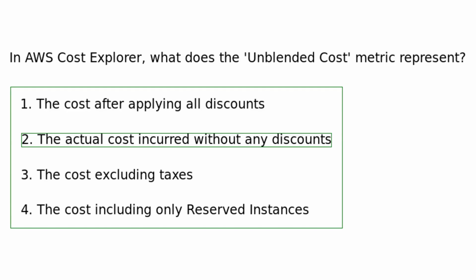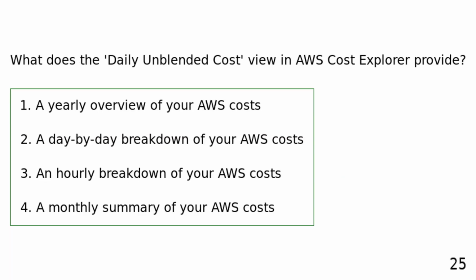Unblended cost in AWS Cost Explorer shows the actual amount you've been charged for AWS services without applying any discounts like reserved instance or Savings Plans benefits. What does the daily unblended cost view in AWS Cost Explorer provide?